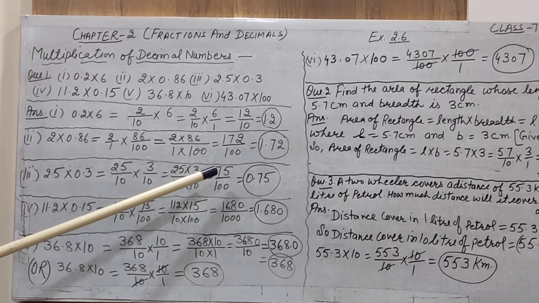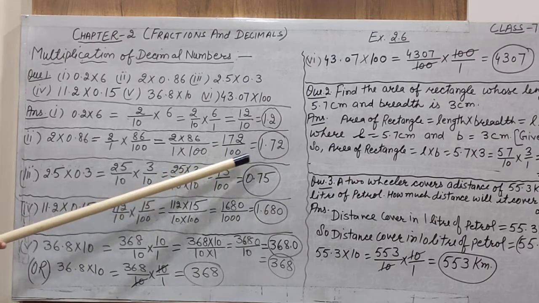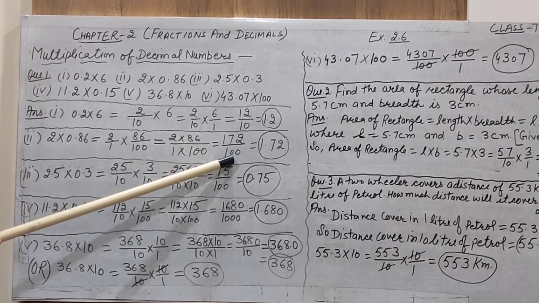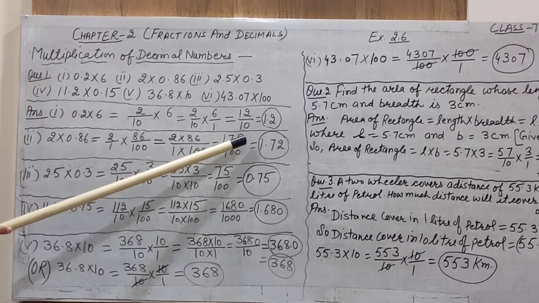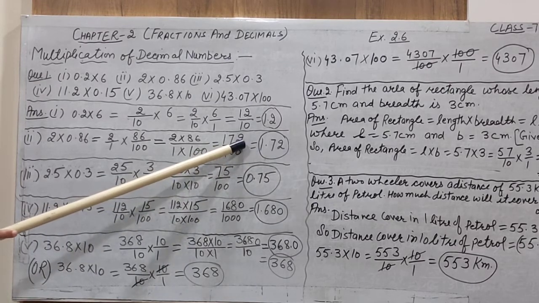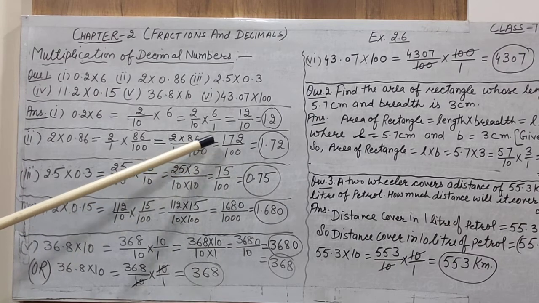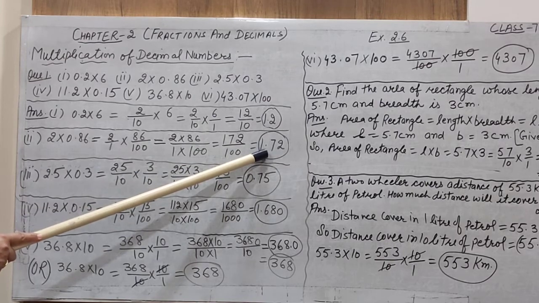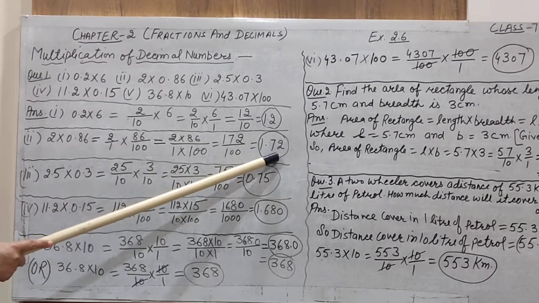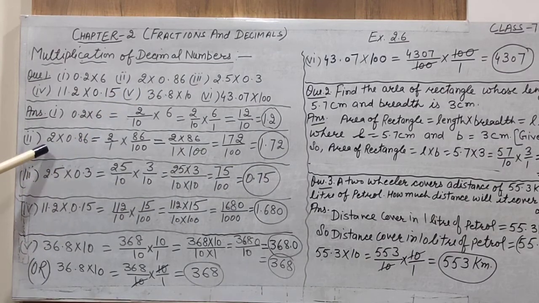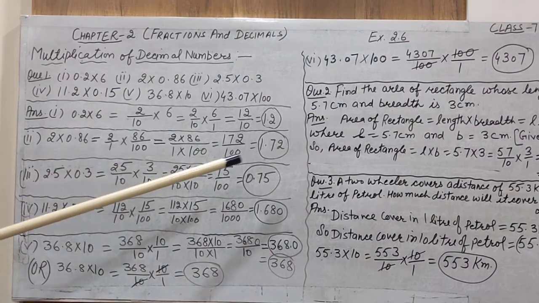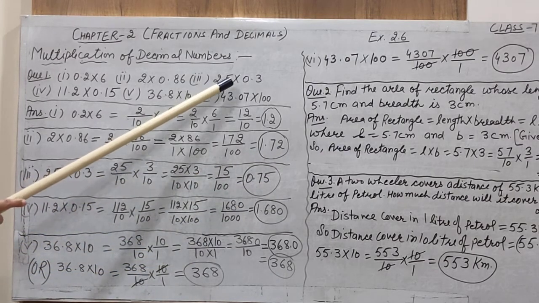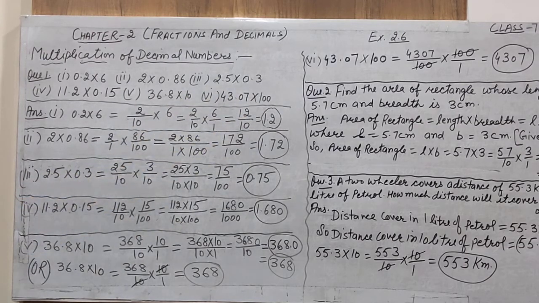And where do we have to place the decimal? Because in the answer we have to change the fractional number into a decimal number again. Now there are 2 zeros in the denominator, so we have to leave 2 digits counting from the right hand side. 1 and 2. Count from the right hand side, move towards the left. After 2 digits you have to put the decimal. Alright, so the result is 1.72. So the result of multiplication of 2 with 0.86 is 1.72.